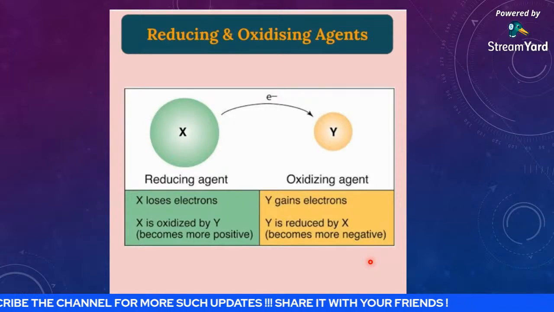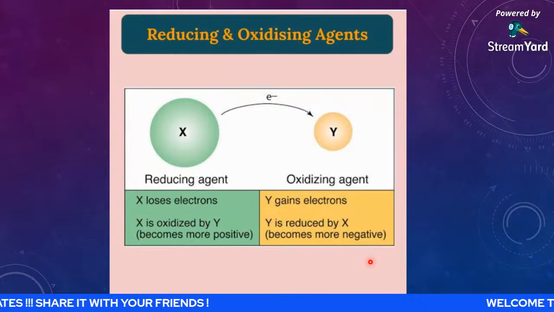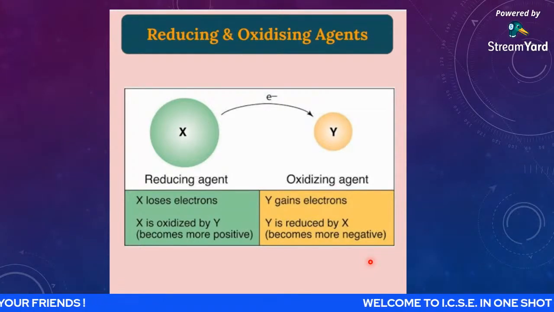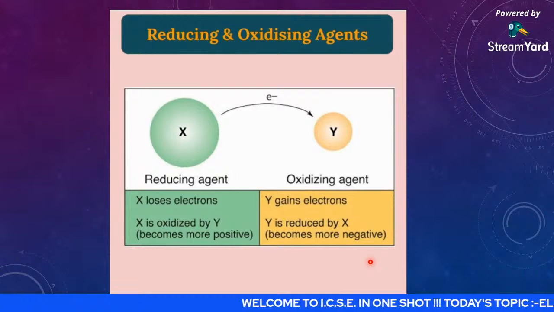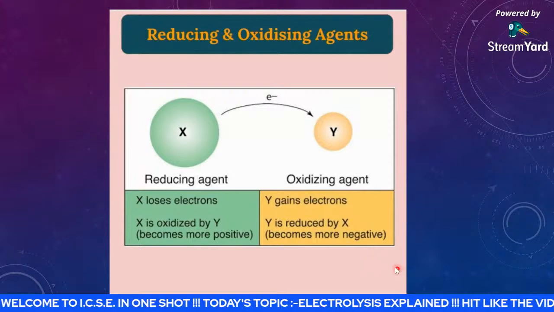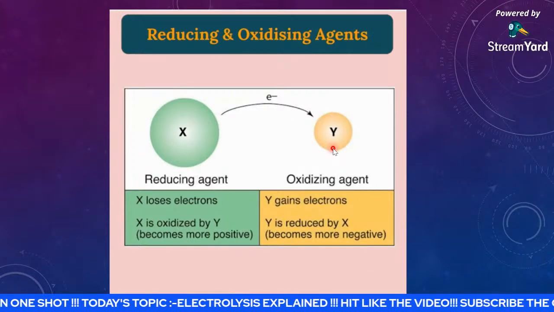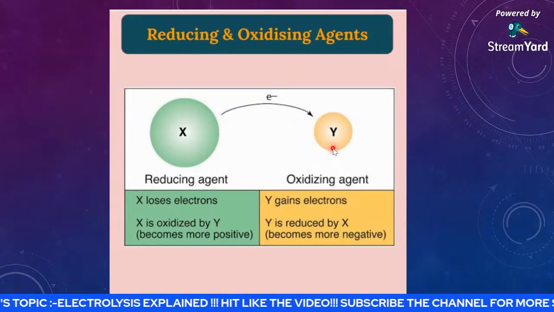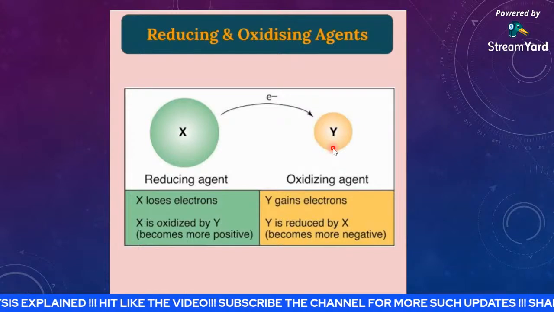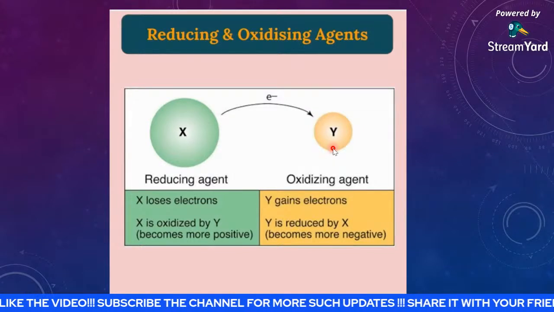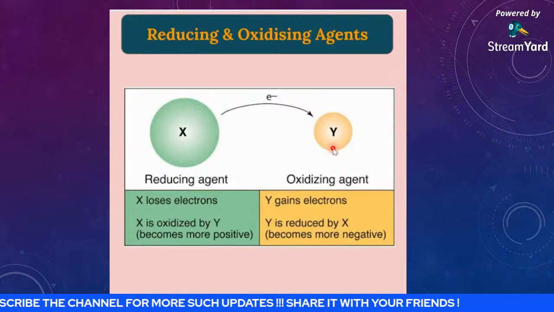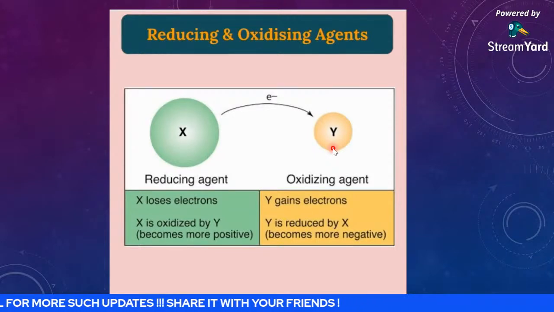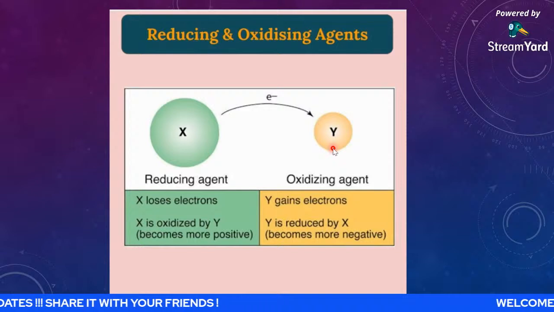So, that way, you have to brush up on the concepts, which is very necessary. So let's continue with the session. Y, which is the oxidizing agent, gains electrons. Remember, a non-metal always gains electrons, and therefore it is being reduced, and thus it becomes more negative.